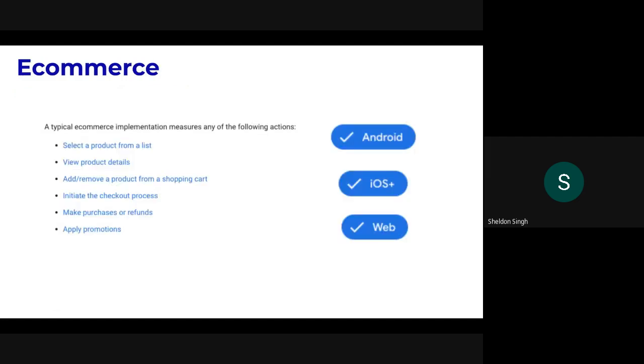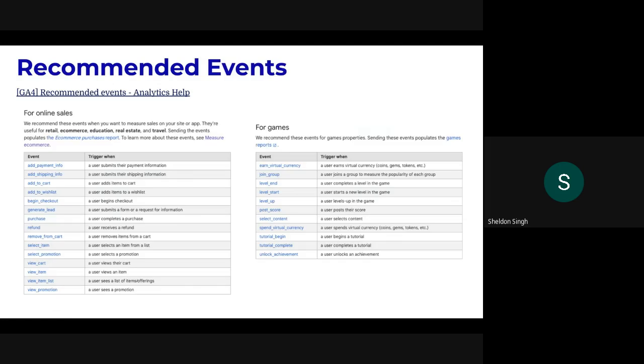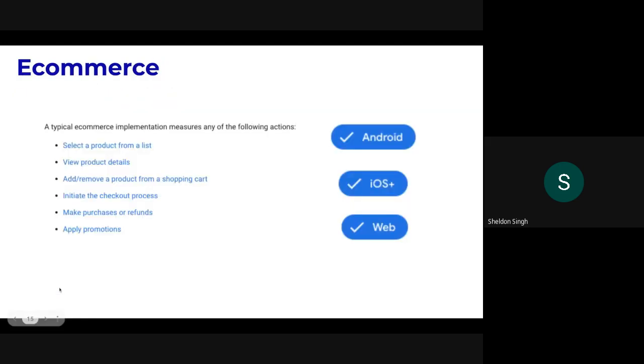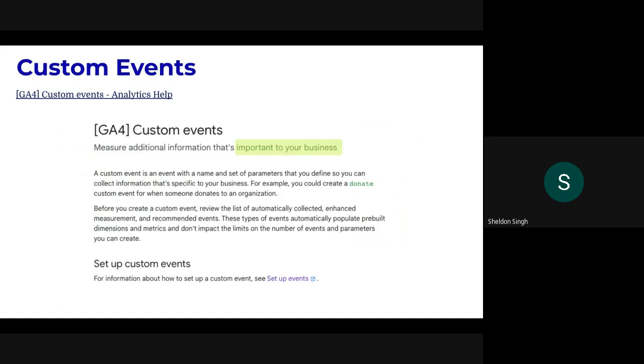Then for e-commerce, this list that they came up with is based on the 6 things that almost everybody should do: selecting a product, viewing the actual product details, adding or removing it from cart, starting a checkout, making the purchase or completing checkout, and then applying promotions. These 6 events need to be applied across every platform that you have in a standardized way. Then you have custom events.